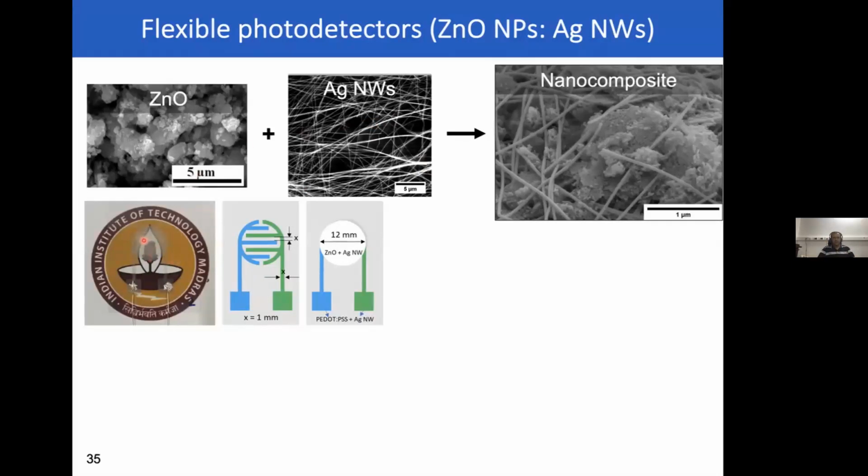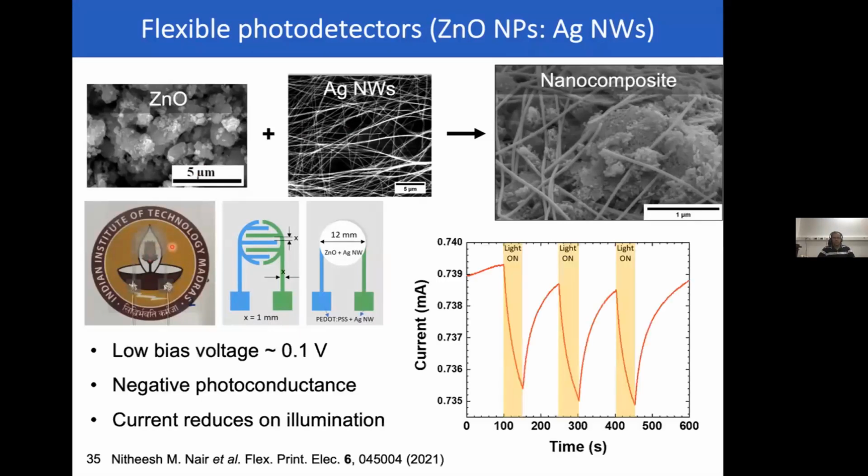So this is the final photodetector that we printed. So again, this is transparent. And because I have silver nanowires, which have very good electrical conductivity, I can actually operate this photodetector at a very low bias voltage, 0.1 volts. Typically, if you use pure zinc oxide, you're looking at voltages of around 3 or 4 volts. But because I have a nanowire backbone, I can do this at really low bias voltage.